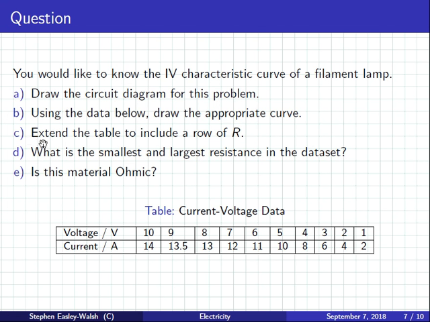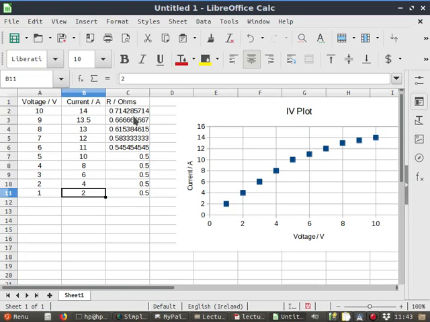C. Extend. What does that verb mean? Add. Add to the table the resistance. Now I've already done that. Do you see it? Here it is here. And do you see what's happening to the resistance? It starts off small when the voltage is low, and then as you increase the voltage, the resistance increases.